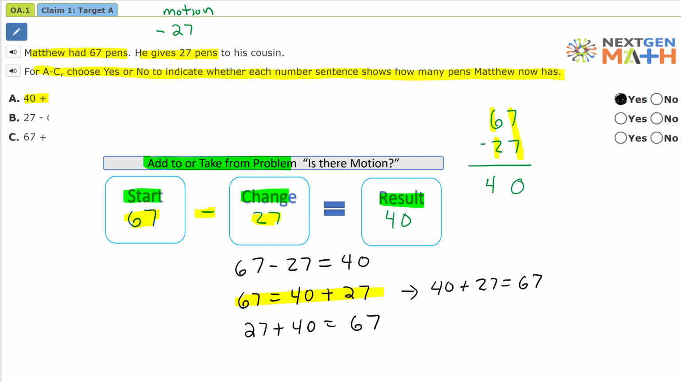For B, B reads 27 minus 67 equals 40. Well, that's a no. That's a no because these numbers are in the wrong order. So this is a no.